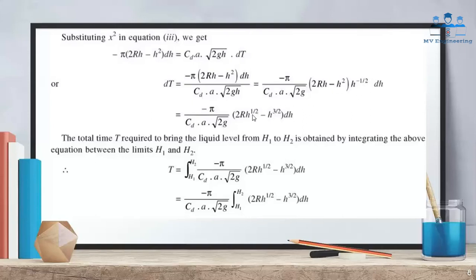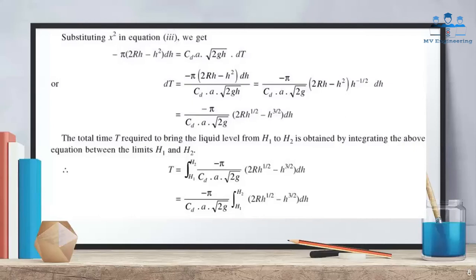It becomes h raised to 1 by 2 minus h square into h raised to minus 1 by 2. It becomes h raised to 3 by 2 into dH. Now to get the total time required to bring the liquid from H1 to H2, we have to integrate this particular equation within the limits H1 to H2.